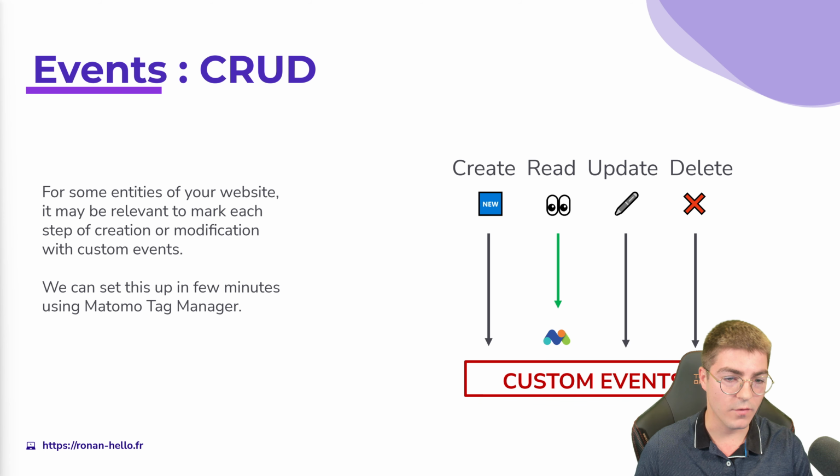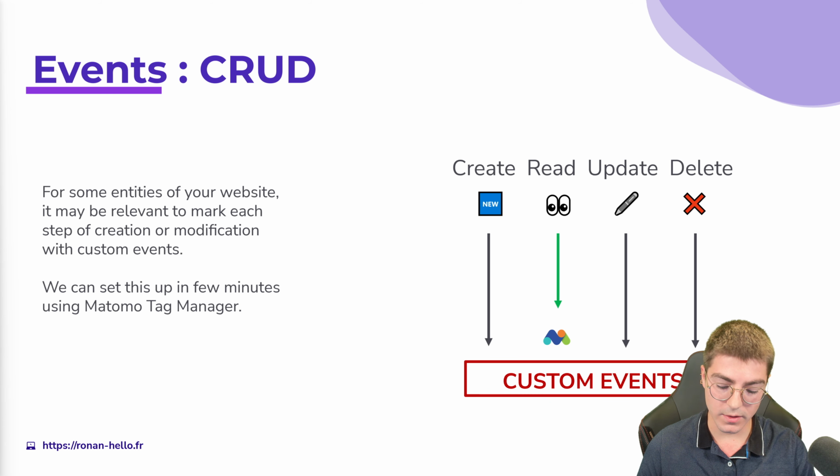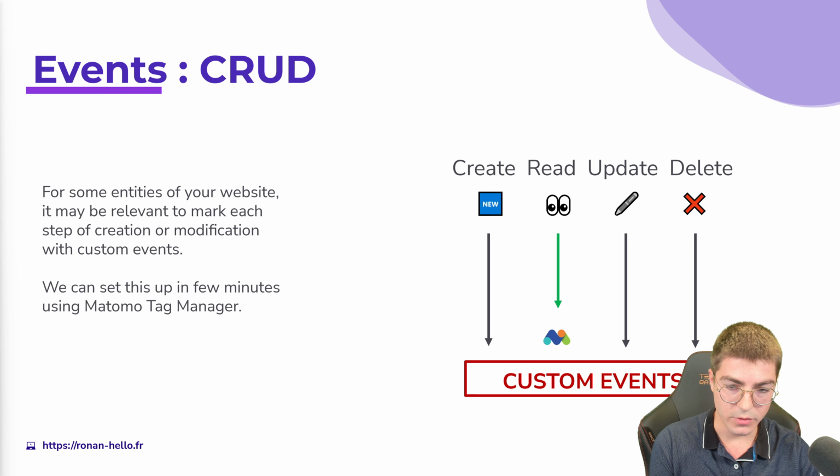And it will be interesting to collect those actions and place them in the visitor journey on your website. One of the four actions of the CRUD, the read action, is already tracked by Matomo only if the entity has its own page. Like for example, if you see Airbnb, when you create a new lodgement, a new house, the house will be available for everyone directly from Google, so Matomo can collect the view of this entity.